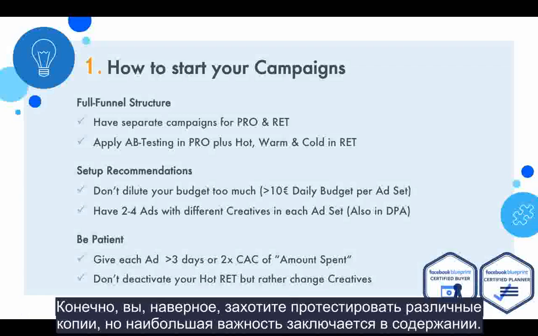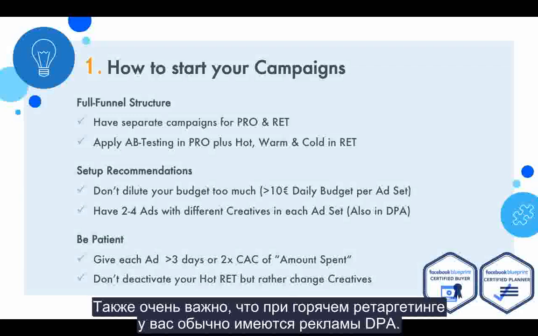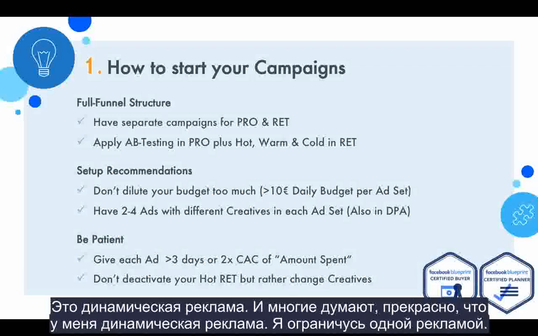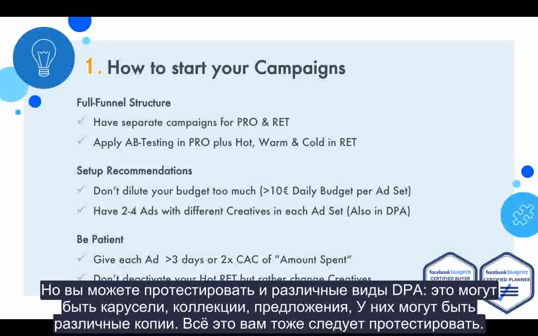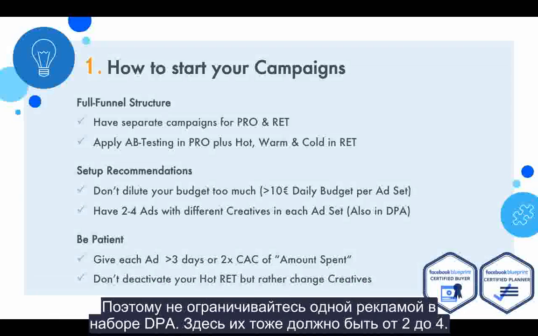Okay, I mean, of course you also want to test different copies, but the majority of the importance definitely lays on the creative. Okay, the one super important point that in your retargeting hot, you usually have DPA ads in there, so dynamic product ads, and many people think, okay, that's it, that's good, I have DPA, it's dynamic, and I just have one ad in there. Okay, but you can still test different kind of DPAs, because DPAs could be a carousel, DPA could be collection, DPA could be an offer, DPA could have different copies, and all of this you should also test. So do not have just one ad within a DPA ad set, but also have 2 to 4 ads in a DPA ad set.